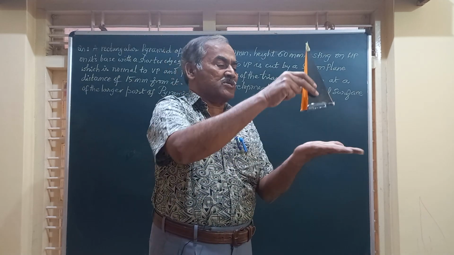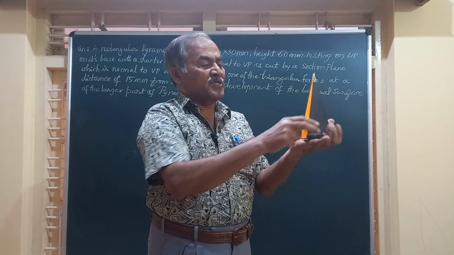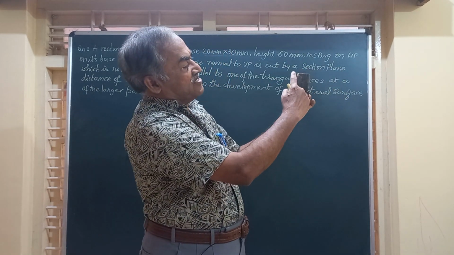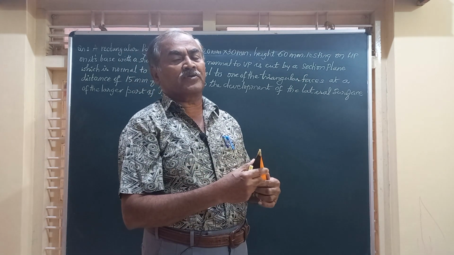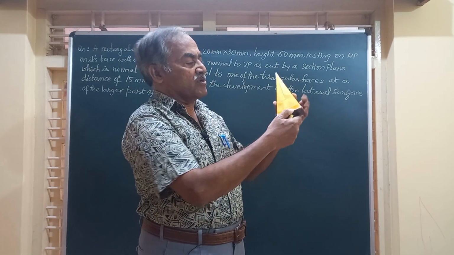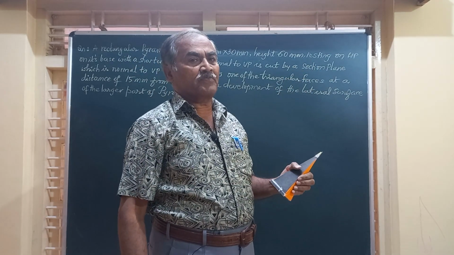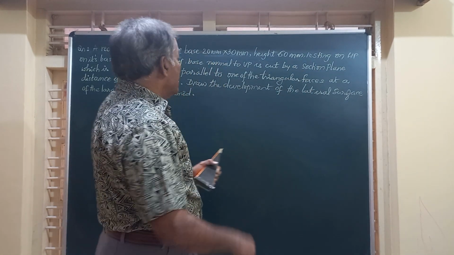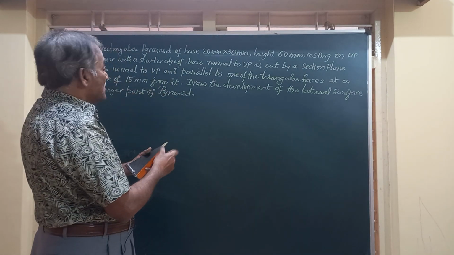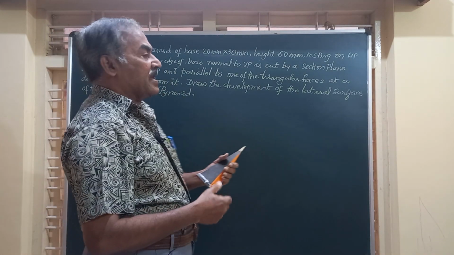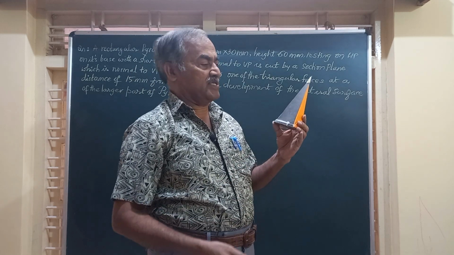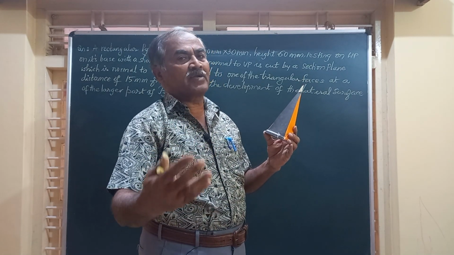So it is going to rest on its base on HP with one of the shorter edges perpendicular to VP, or in other words, one of the larger edges parallel to VP, and that is being cut by a section plane which is normal to VP and parallel to one of the triangular faces. See, that part will come later.